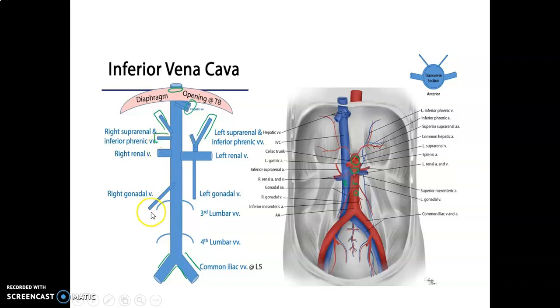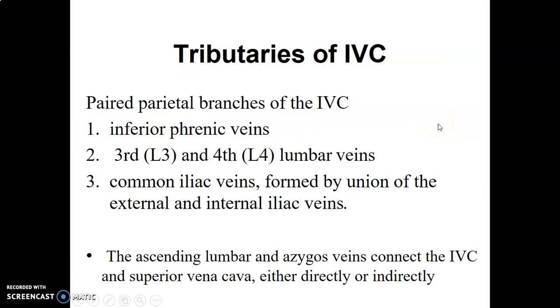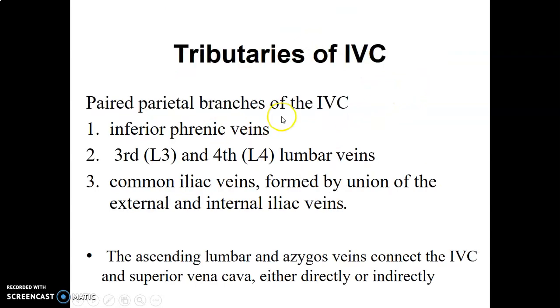the inferior vena cava. We continue with tributaries of the inferior vena cava. We have the paired parietal. These were paired visceral. They are going to viscera: suprarenal gland, the kidneys, the testes, and the ovary. So these are paired visceral branches. Then we have paired parietal branches. They are going to the body wall. So inferior phrenic to the diaphragm, the lumbar veins to the body wall, the lumbar region, and common iliac veins, which are formed as union of external iliac and internal iliac. So these will drain into the IVC.